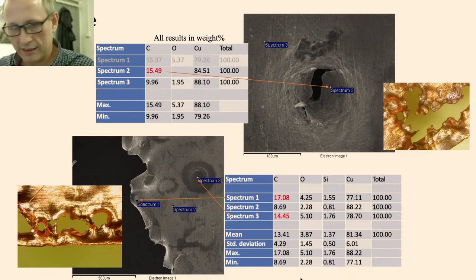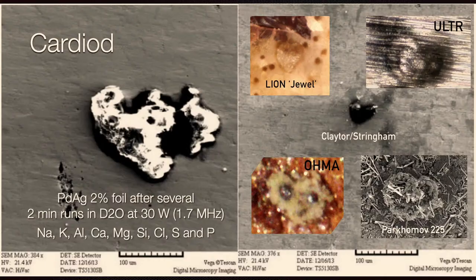So, we are going to look at the cardioid here that I've shown you before. And this is in Thomas Clater's work, where he was working with Roger Stringham. Roger Stringham has done 30 years of ultrasonic experiments, mostly with 22 kilohertz, then 43, 46 kilohertz around the ones that we've been doing with ultra experiments. And then more latterly, they collaborated and they did 1.7 megahertz experiments.